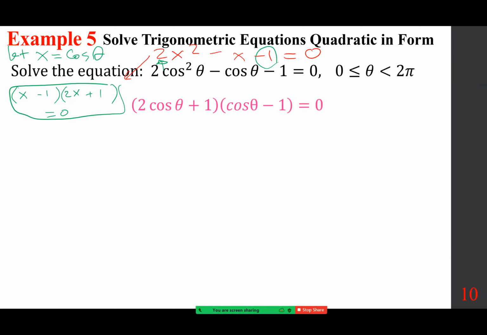The first one, 2 cosine theta plus 1, and cosine theta is -1/2. The second one, cosine theta minus 1 equal to 0, and cosine theta becomes 1. So first, each one you set equal to 0.